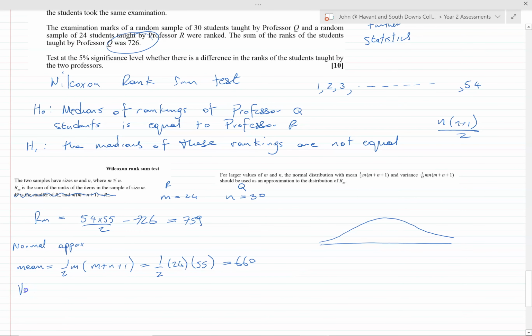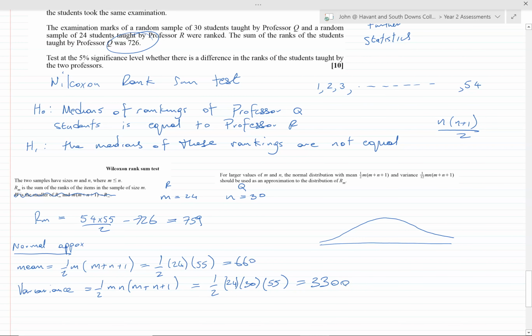And then the variance, again this is given to us: one twelfth m n (m plus n plus 1). You could just work it out again. Either way, you'll get, let's just work it out again, half times m, which is 24 times 30, so a useful check. Then times by 55, and that comes to 3,300.